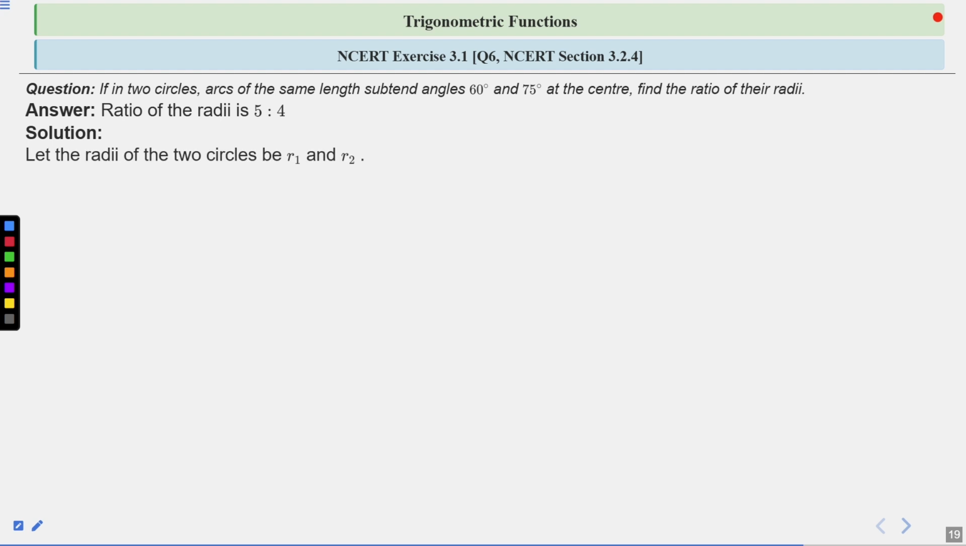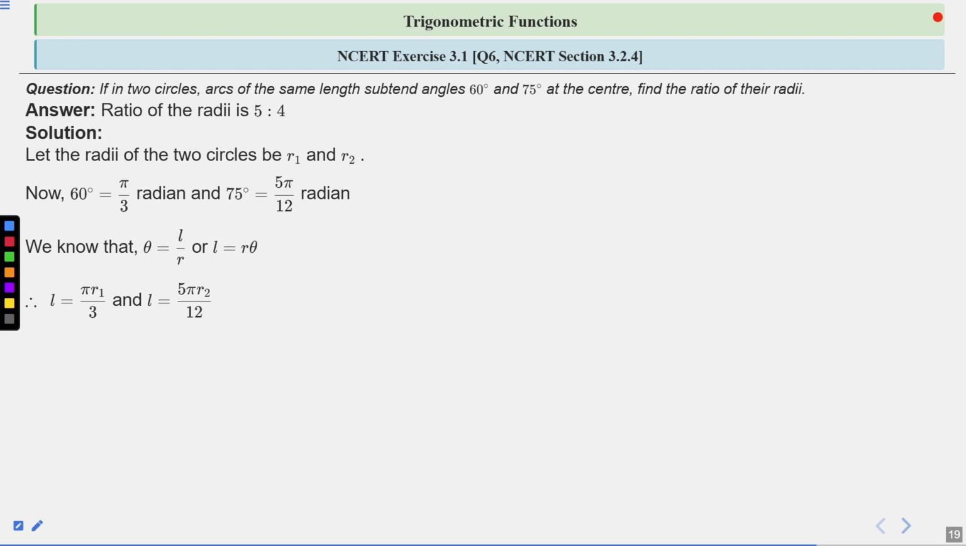Let the radii of the two circles be R1 and R2. Now 60 degrees is equal to pi by 3 radian, and 75 degrees is equal to 5 pi by 12 radian. We know that theta is equal to L by R, or L is equal to R theta.